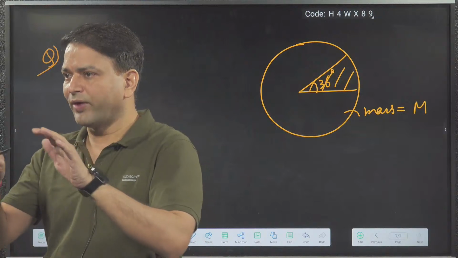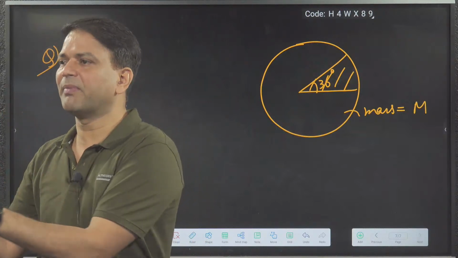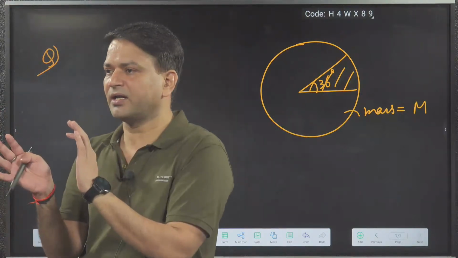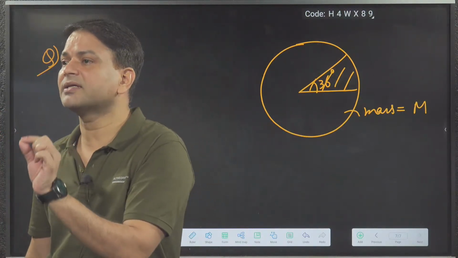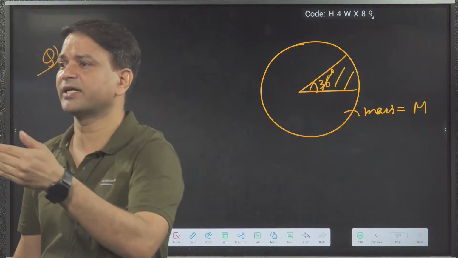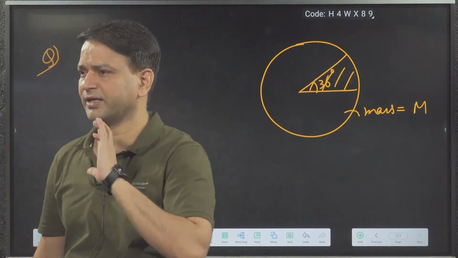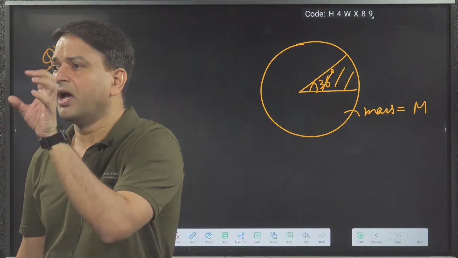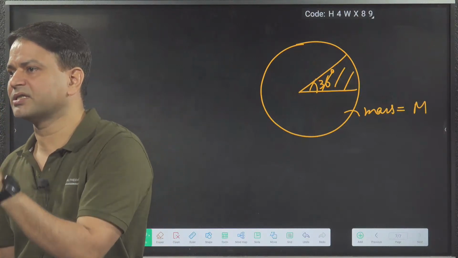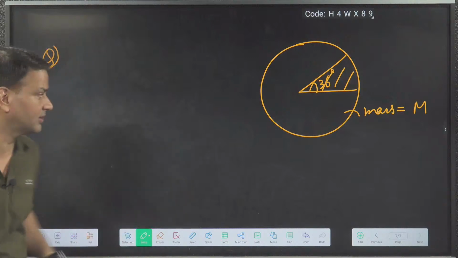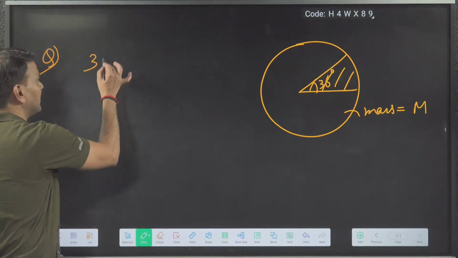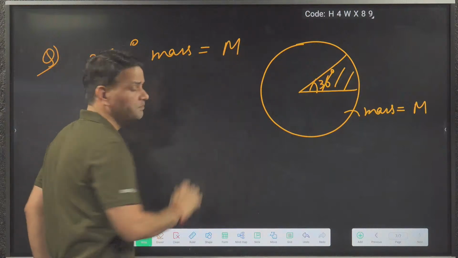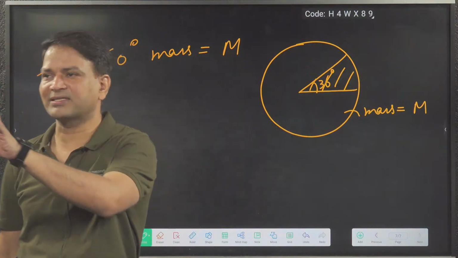When we have the complete pizza, I know the mass is M. So what is the complete angle? 360 degree. Because here they have given the data in degree, I will directly use degree. Complete pizza means 360 degree, and 360 degree mass is M.